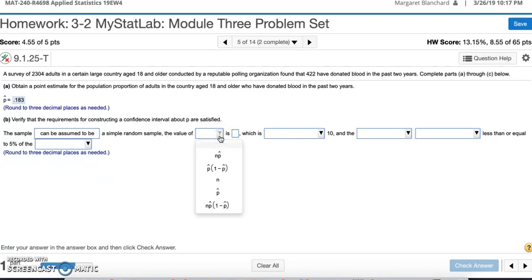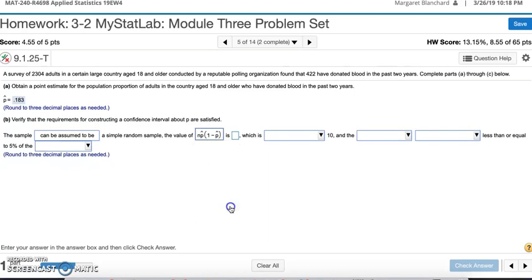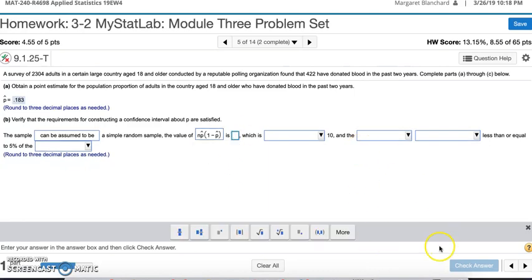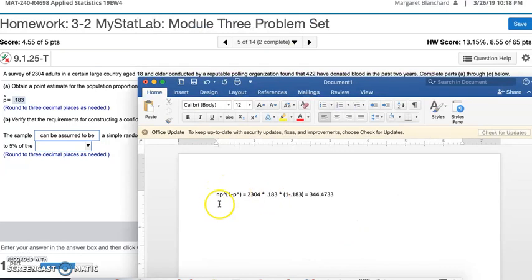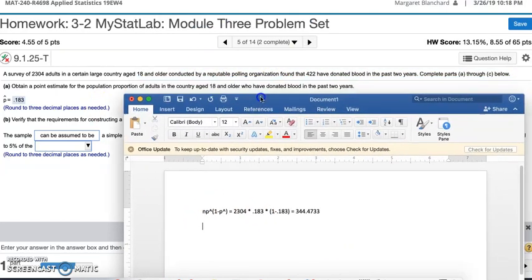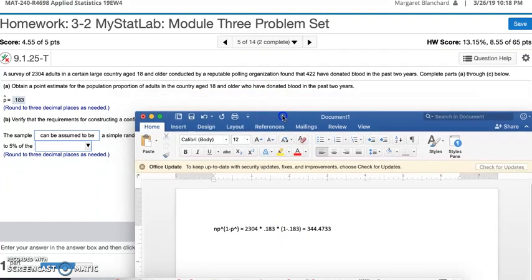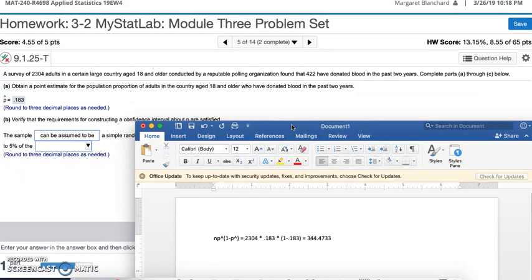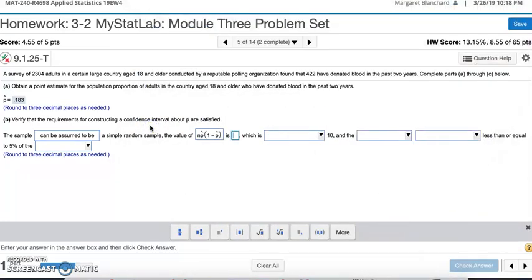Next, we're going to look at the value of something. In this case, as we just saw in the requirements, it's n times p hat times 1 minus p hat. So let's find the answer to that. This would be what your equation would look like. n, that's the number of observations in the sample. p hat, that's what we found in part A, that 0.183. And then 1 minus p hat. Once we plug that in and put it into the calculator, we get 344.4733. And here we need to round to 3 decimal places.